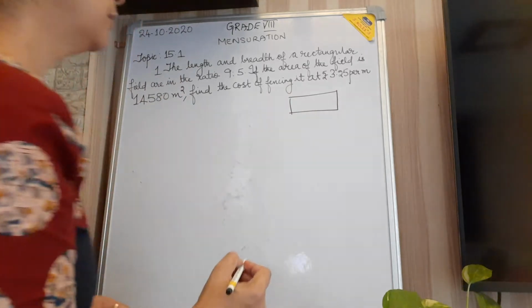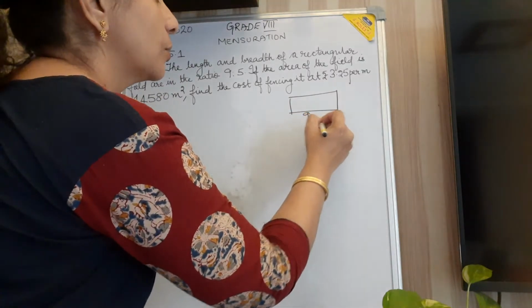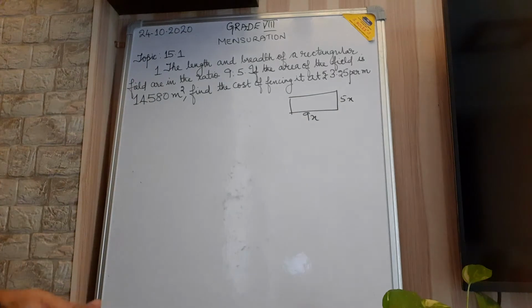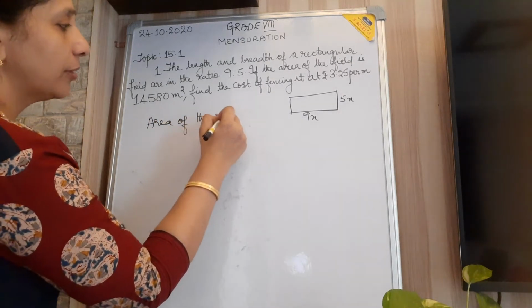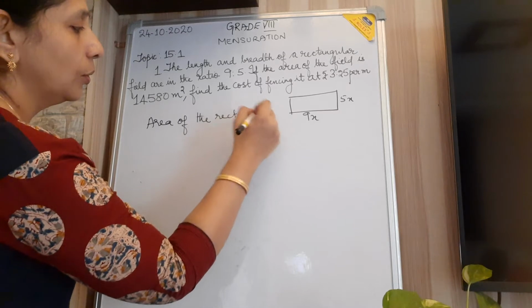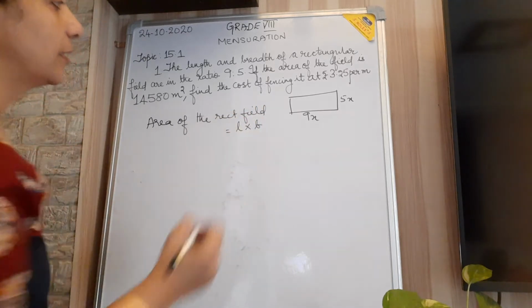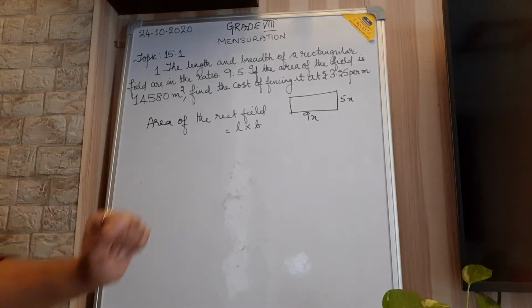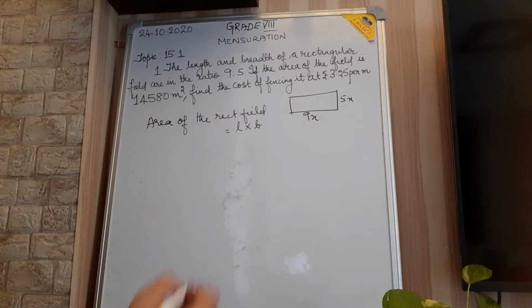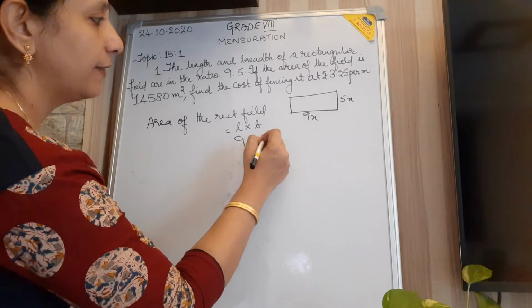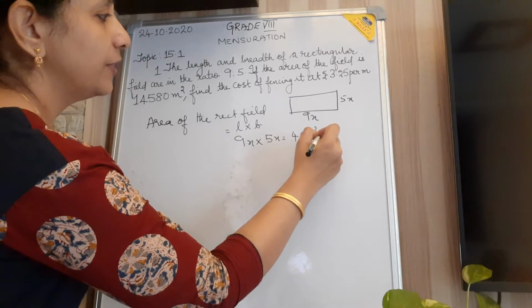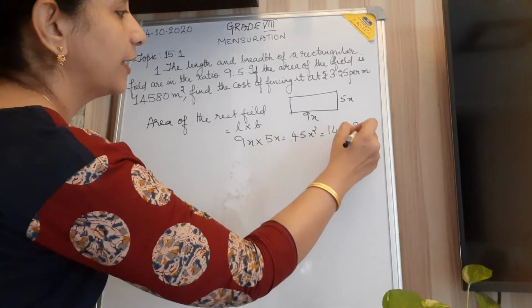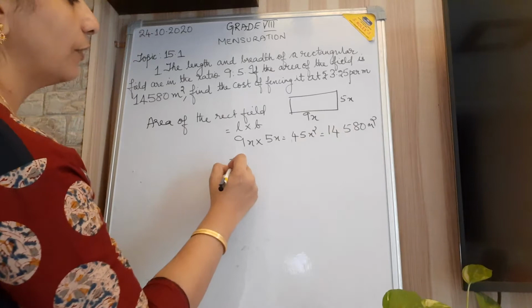So length and breadth are given. It is a rectangular field, so 9x and 5x. And what is the formula for area? Area of the rectangular field is length into breadth. If it is in ratio, we will add x in both because it is multiples of the ratio given. So it is 9x into 5x, that is 45x square, which is given as 14,580 meters square.